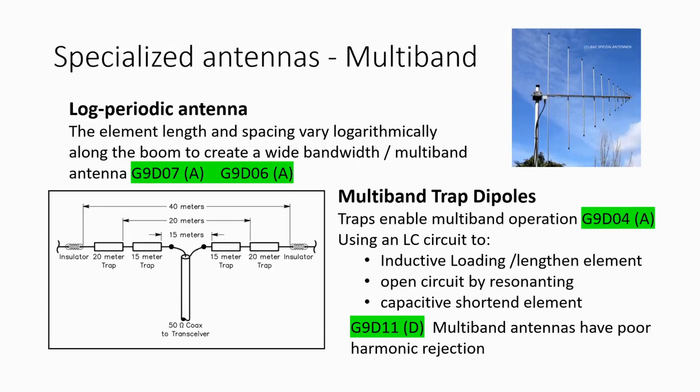We've got a log periodic. This antenna uses alternating pairs of elements that are tuned for different frequencies to become a multi-band antenna. It has a wide bandwidth and it's multi-band, up to 10-to-1 ratio, which could actually be almost from the 80-meter band to the 10-meter band in one antenna.